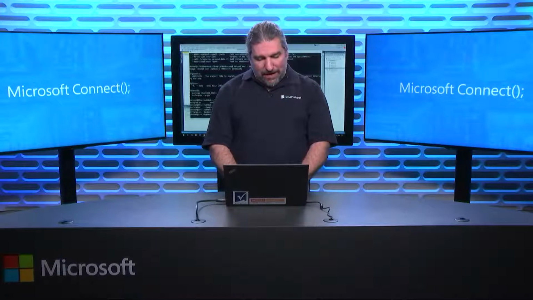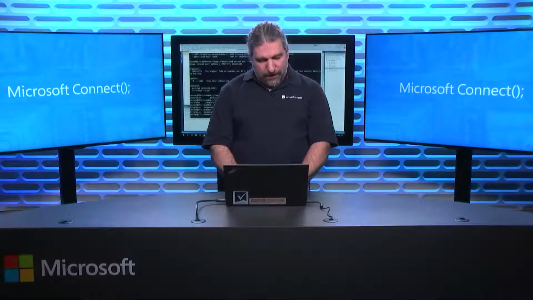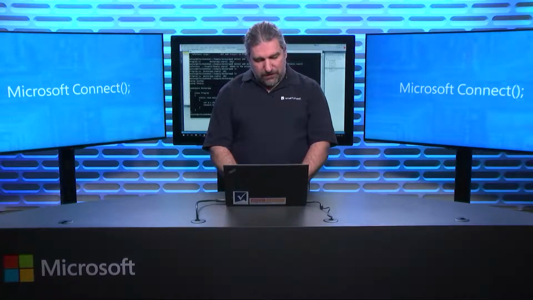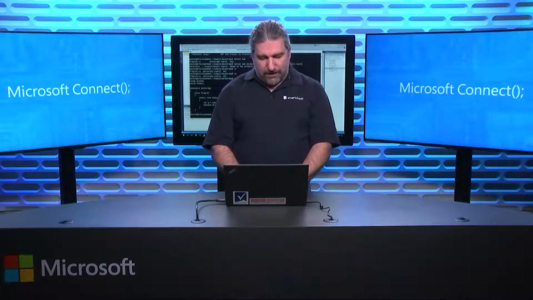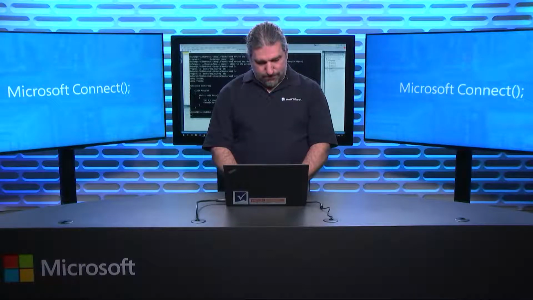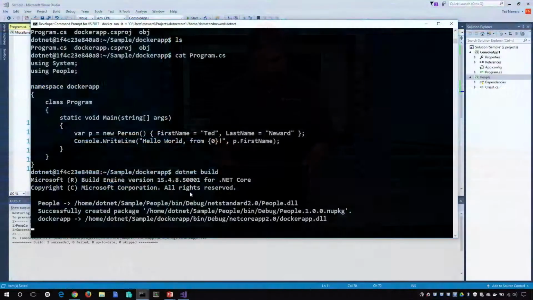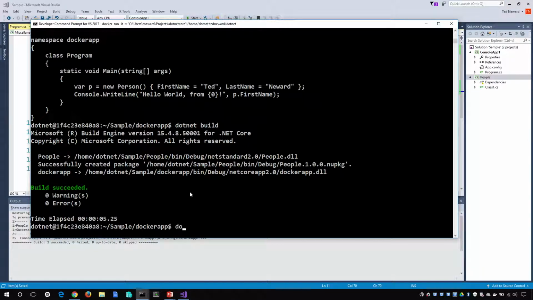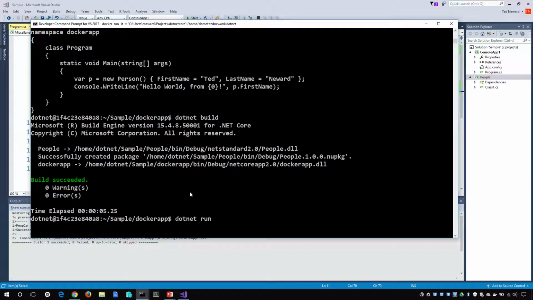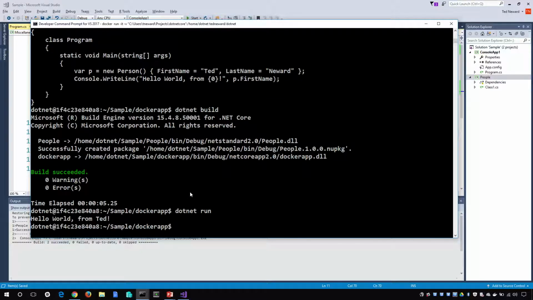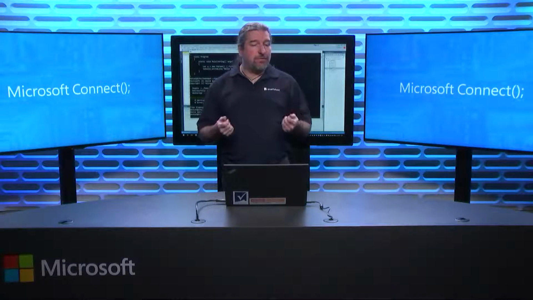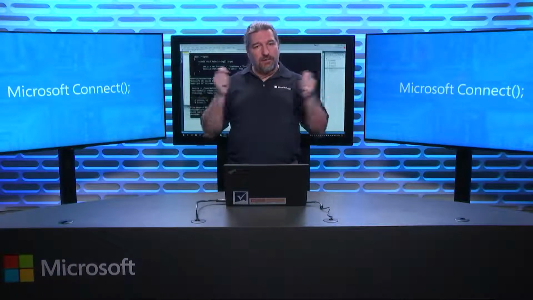But more importantly, when I come back to my Docker window here, notice if we look at program.cs, yep, it's referencing people. We're using the person type. Let's see if it builds. Build succeeded. Let's tempt fate. Let's see if it actually runs. Oh my gosh. Think about what we just did right here. We are actually creating multiple applications that are using a shared library.